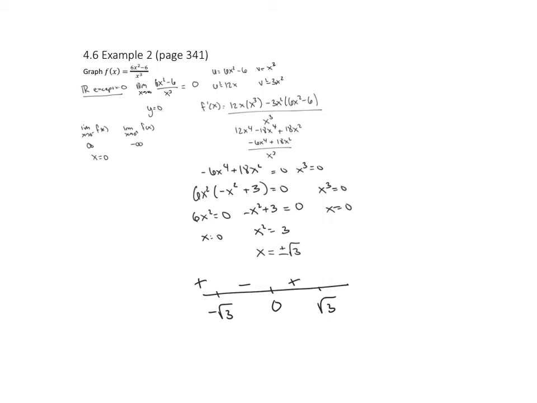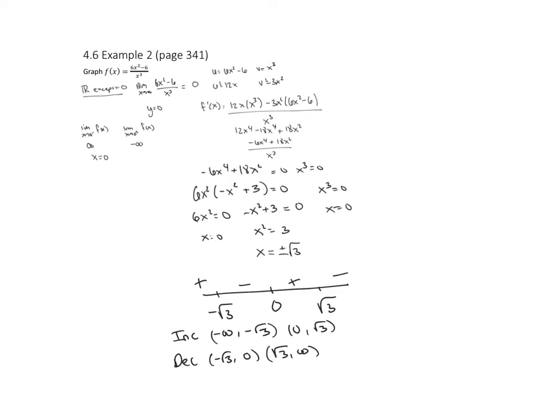And then past the square root of 3, if I plug in positive 2, I'll have negative in my numerator and positive in my denominator, so negative. So I know that we're increasing from negative infinity to negative square root of 3, and from 0 to square root of 3. And then we're decreasing from negative square root of 3 to 0, and from the square root of 3 to infinity. Let's take a look at my second derivative and find my concavity.